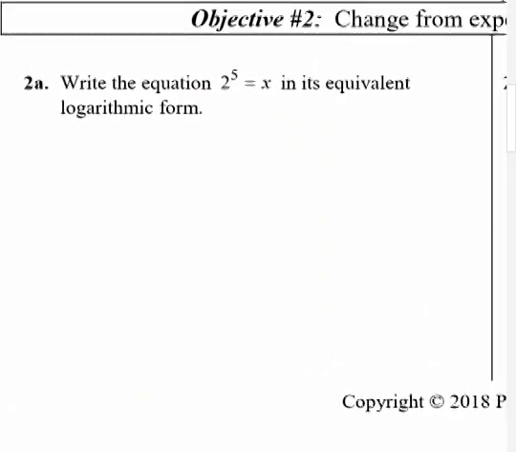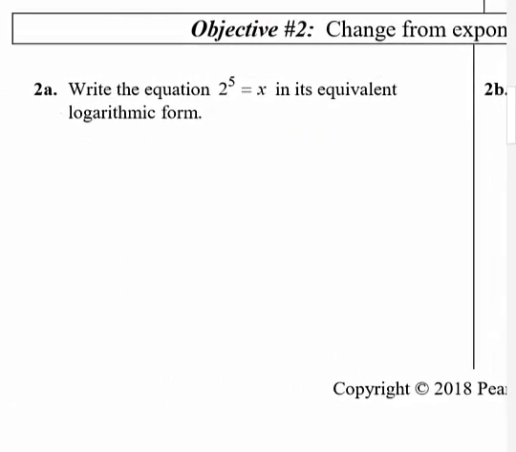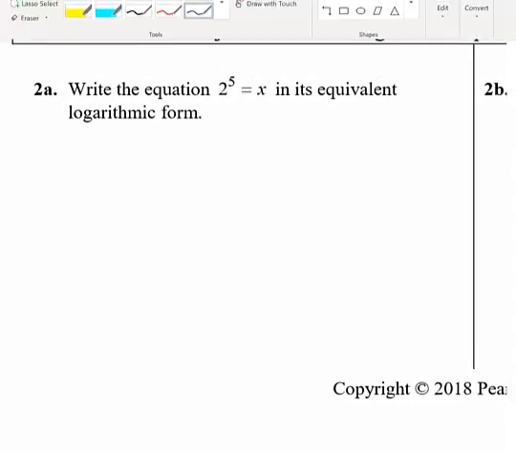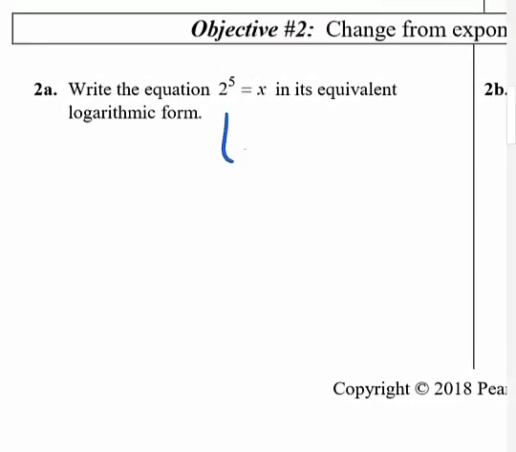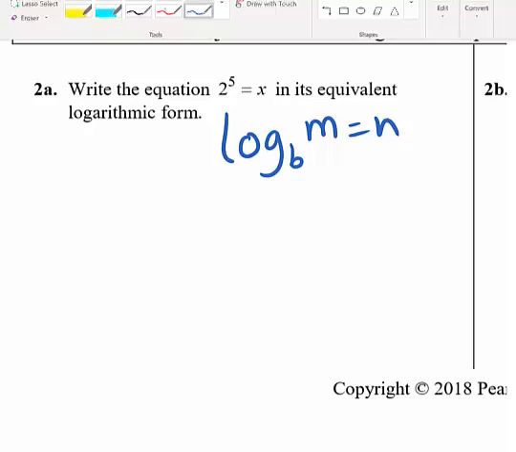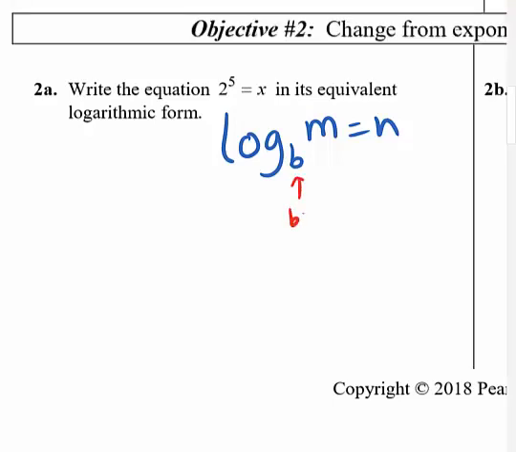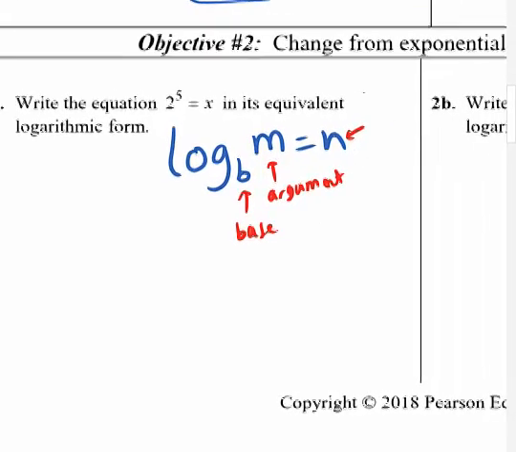So okay, now in this problem, in objective 2, they want us to go backwards. They're giving us the exponential and wanting us to go to the log, which I think is harder. So I'm going to rewrite kind of what we had before. It was log base b of m equals n. It helps me to remember that the b we called the base. This guy was the argument, and this guy is the exponent.